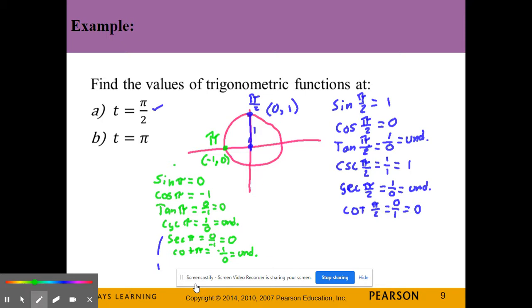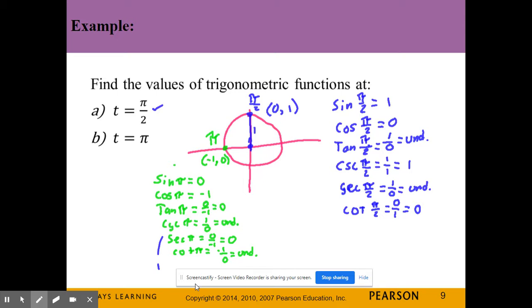So the first thing you need to figure out is what's the ordered pair at pi, and that ordered pair would be negative 1, 0. Remember, you went from the origin left 1, and then you didn't go up or down at all. So negative 1, 0. Sine is the y value, which is 0. Cosine is the x value, which is negative 1. Tangent is y over x, so 0 divided by negative 1 is 0.